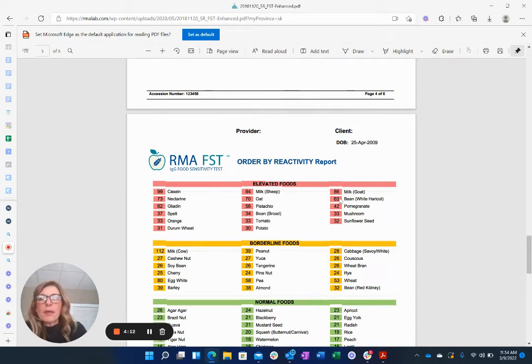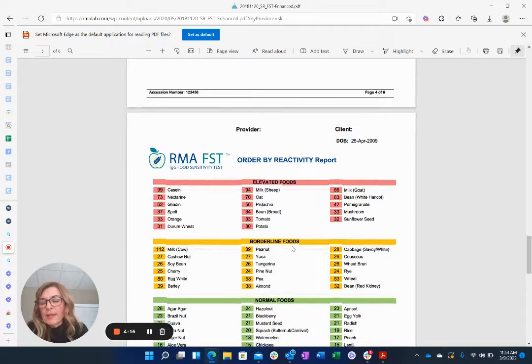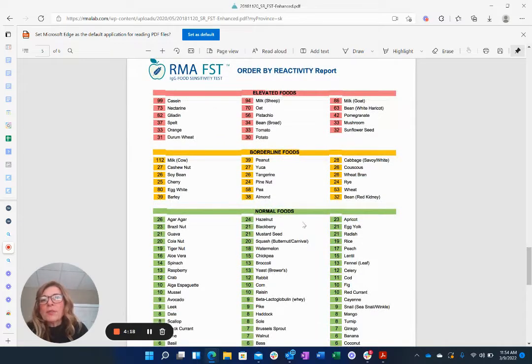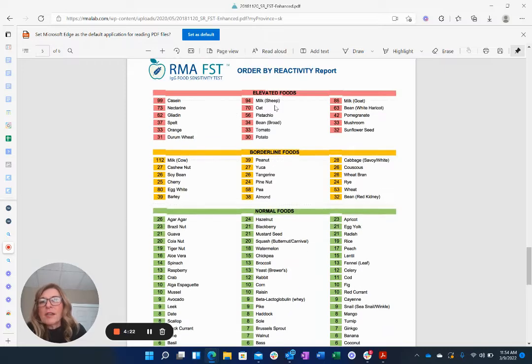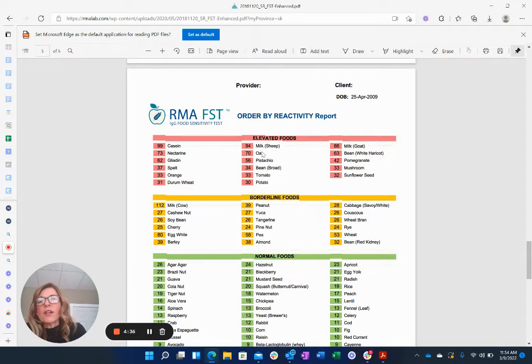And I always look at this page first because I want to know how much of the page is taken up by the red and the yellow. So in this particular example, almost a third of the page is taken up by these foods that are elevated, or a higher level of reactivity than the foods that are green. These foods show very little to no IgG reaction, and these foods are elevated.